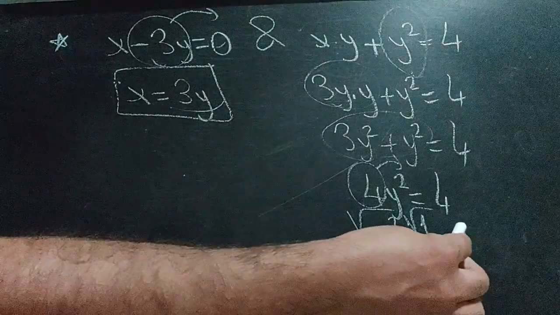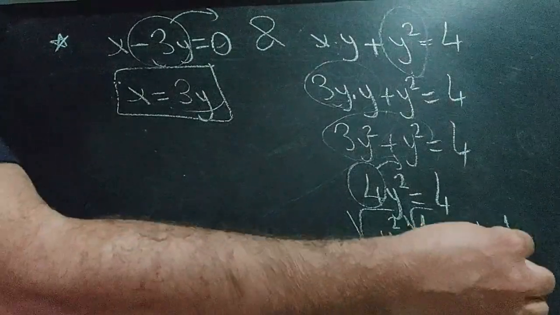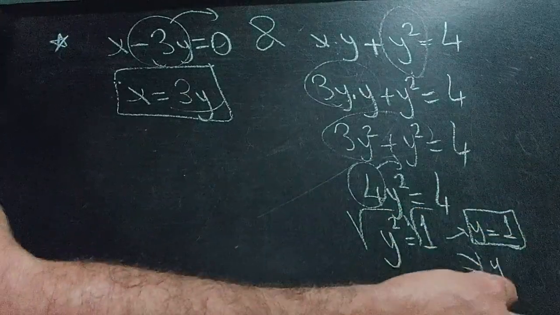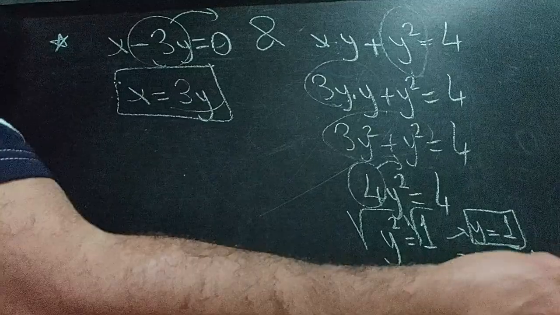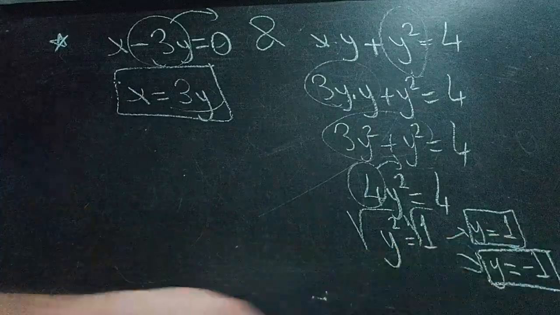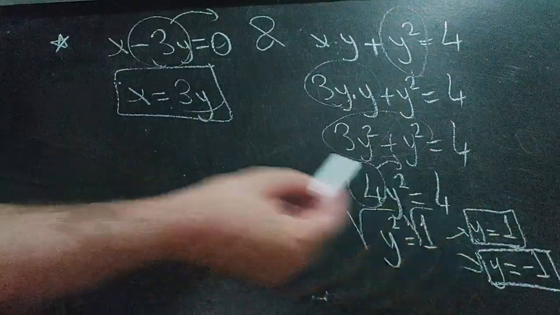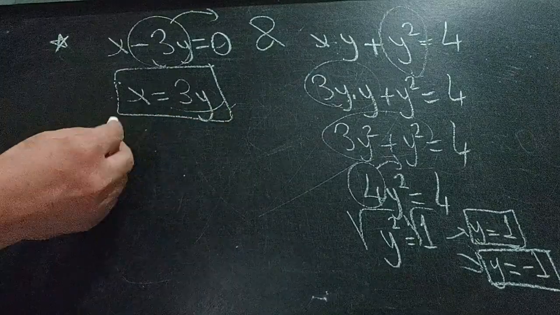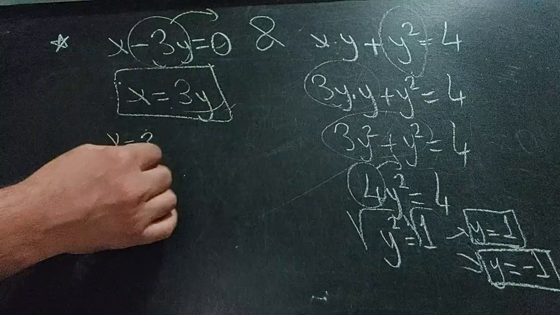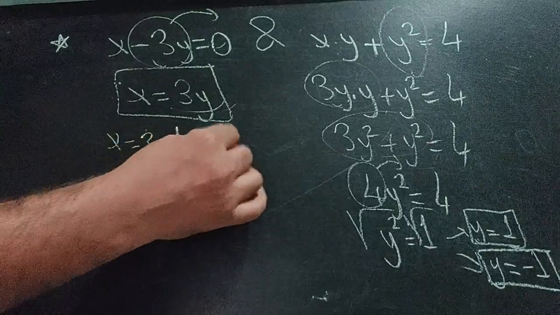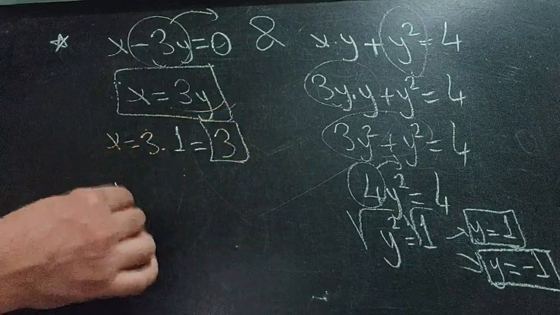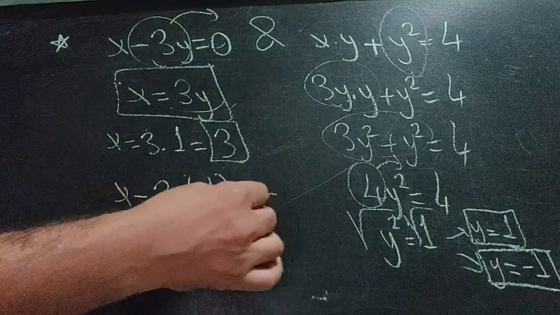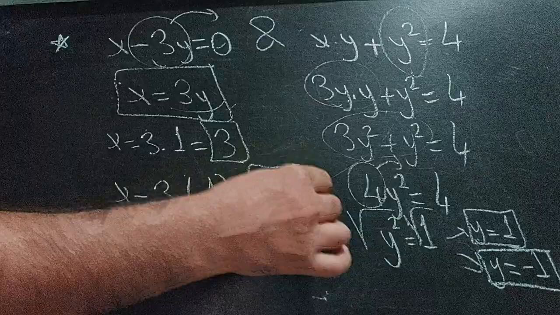From there, y will have 1 and y will have negative 1 values. So just put 1 and negative 1 instead of y into this equation to find x. X is going to be 3 times 1 equals 3, and x is going to be 3 times negative 1, which is going to be negative 3.